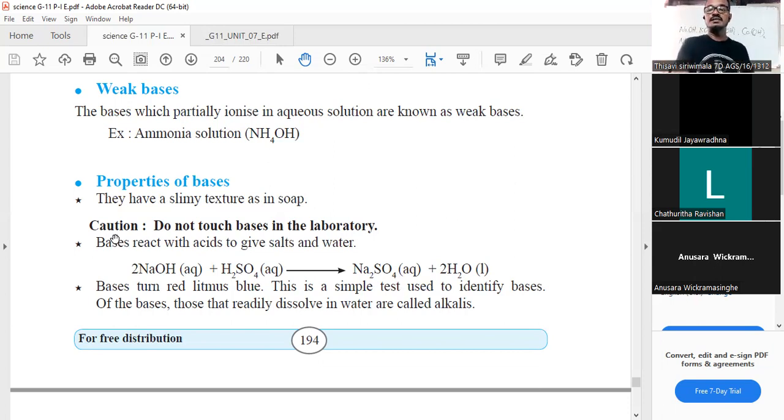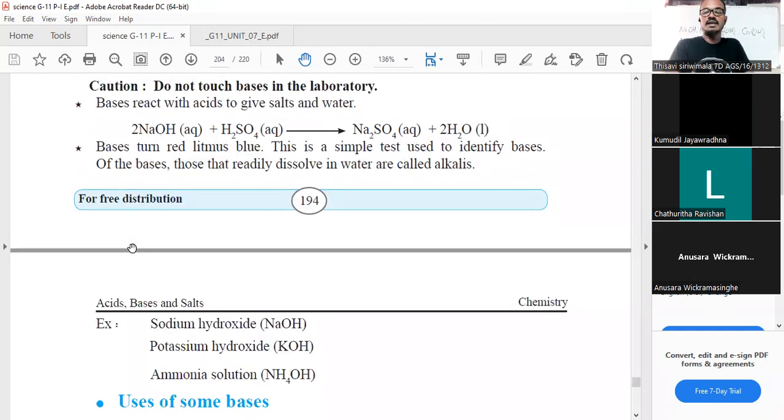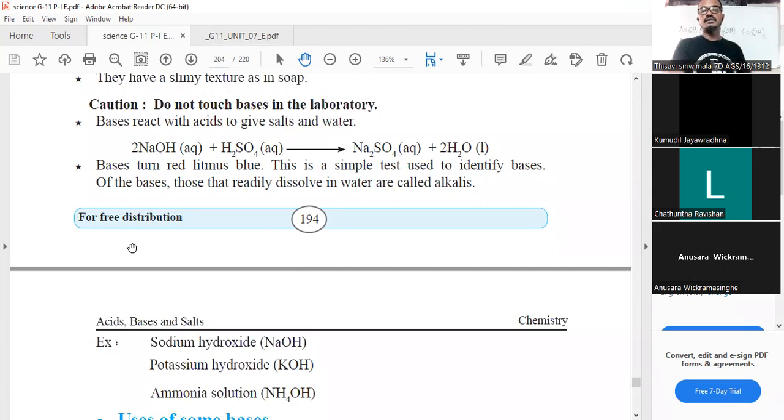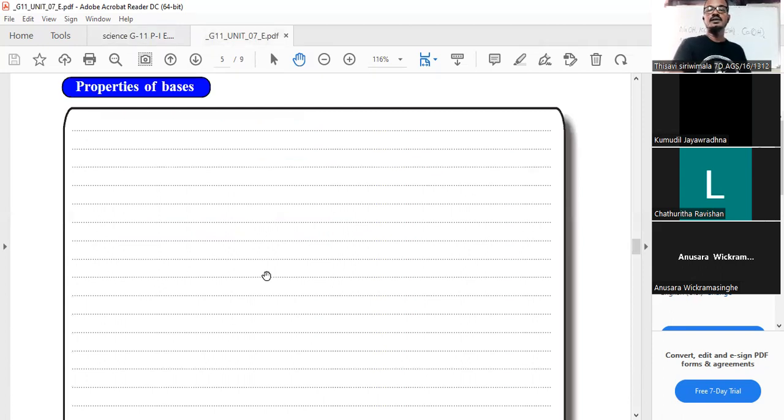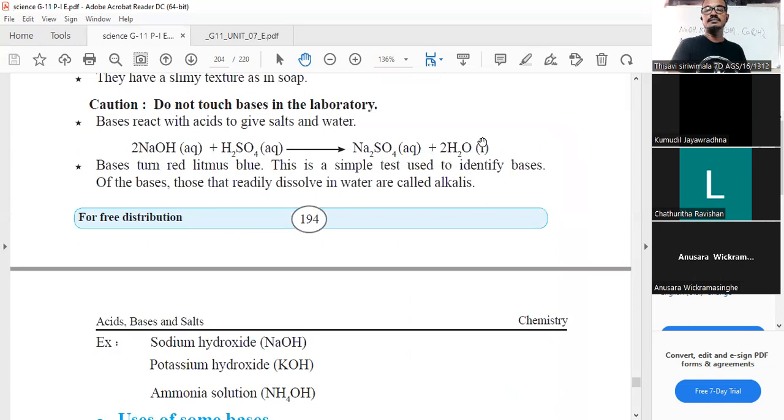Bases react with acids to give salt and water. I mentioned this before too. Acid, base, salt and water. Then bases can turn red litmus into blue color. That is the test to identify bases. Right, those are the properties. There are also a few examples: sodium hydroxide, potassium hydroxide, ammonium hydroxide. Those are what come. Let's write those details in the box. Properties of bases. Clear.